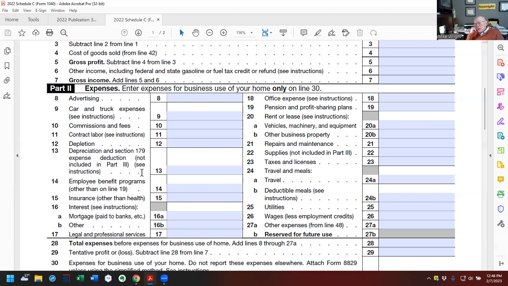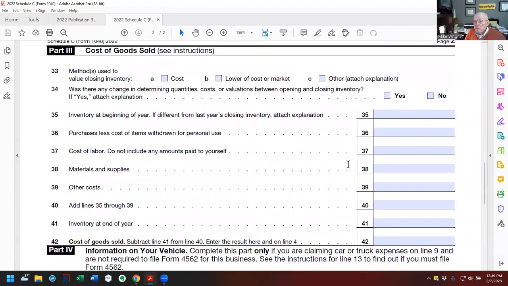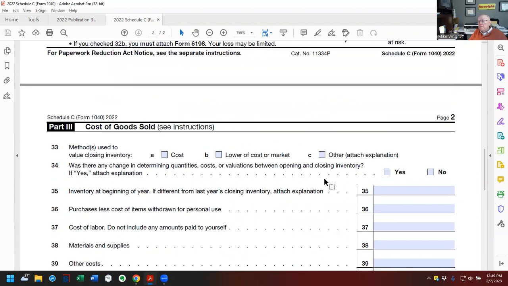And why do you not use it in Part 3? Because if it's the kinds of supplies that go directly to the production of income, then you would report it as a cost of goods sold. For example, let's say you have a manufacturing business and you buy steel rods, and those steel rods then are taken and bent or turned or otherwise manipulated and turned into the product that you sell. Those steel rods are supplies, but they're supplies that show up over here in the cost of goods sold category. Materials and supplies, line 38.